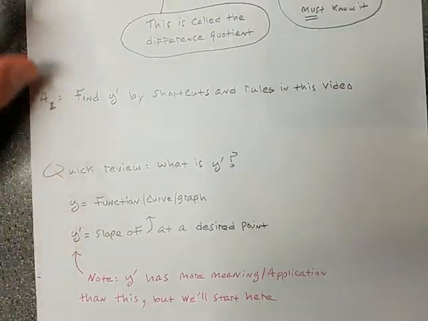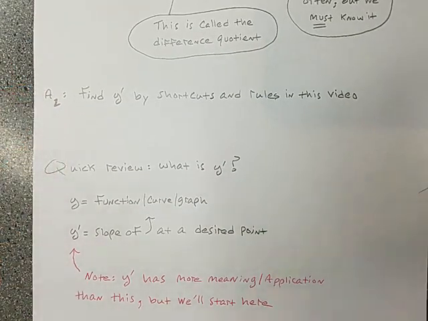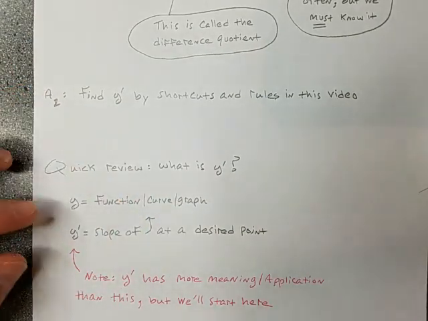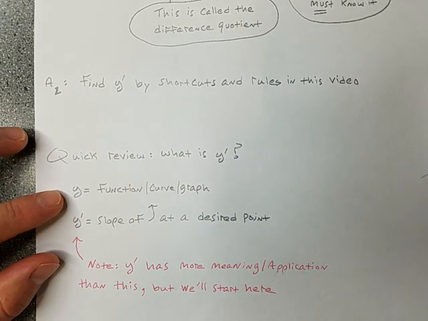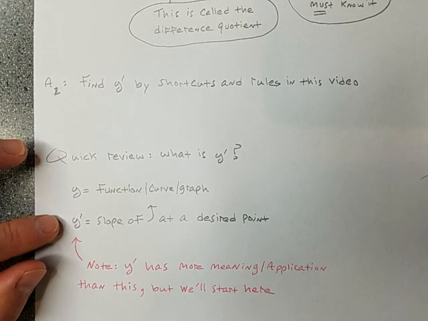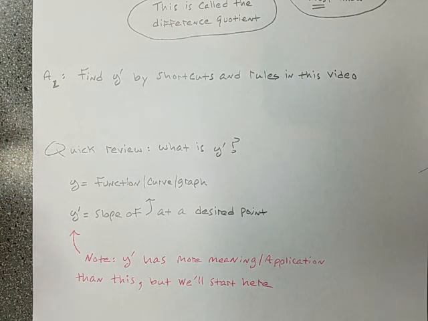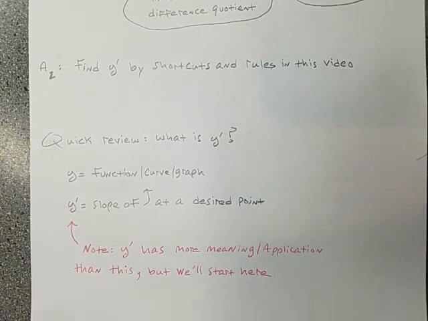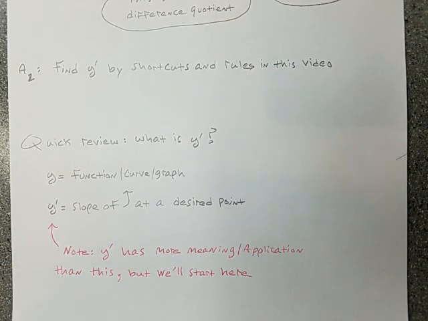Quick review. What's y prime again? If we're going to be talking about y prime and learning the rules to find y prime, what is it? Y is a function or a graph, and y prime is the slope of that function or graph at a desired point. Y prime means way more than that. It's a much bigger story about what the derivative can tell you, but we have to start somewhere, and this is a pretty easy place to start.